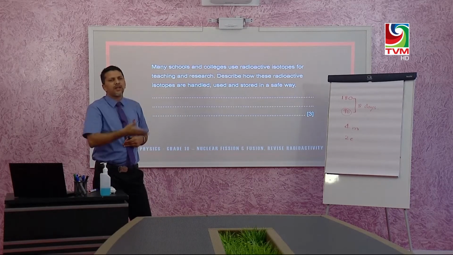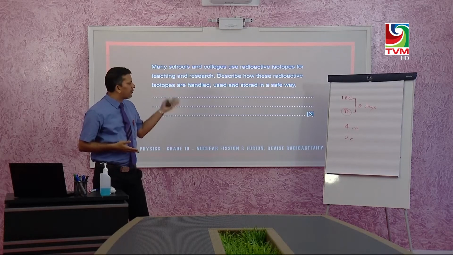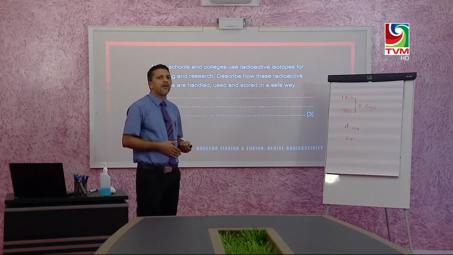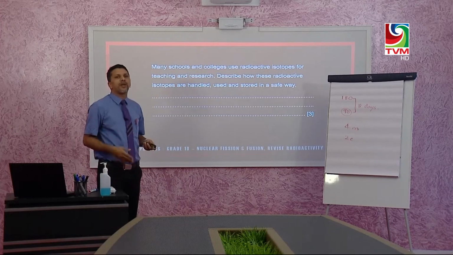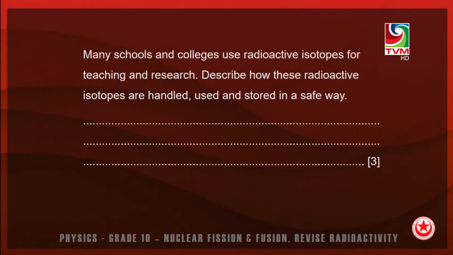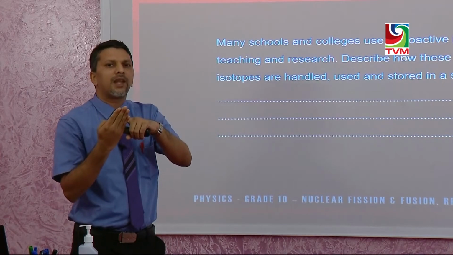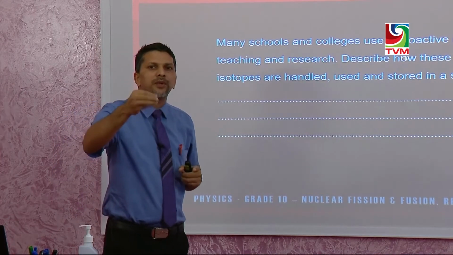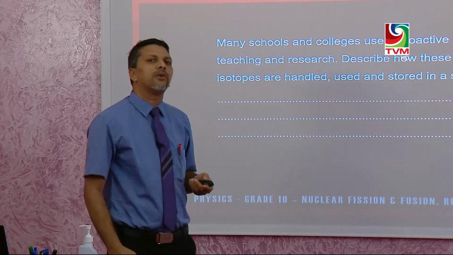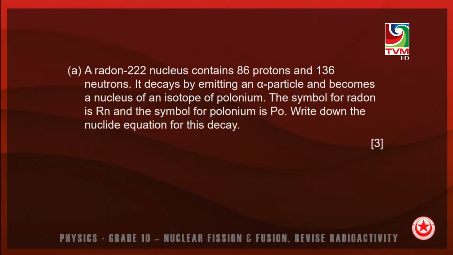Okay. From this, you can write any 3 points. Again, there are some more points, so any 3 points you can choose. So: use tongs, wear a lead suit, keep distance while doing the experiment. Then always keep the radioactive source in a lead box, and while doing the experiment, open the lead box only for a short interval of time. Okay. Then second question, another theory question. A radon-222 nucleus contains 86 protons and 136 neutrons.